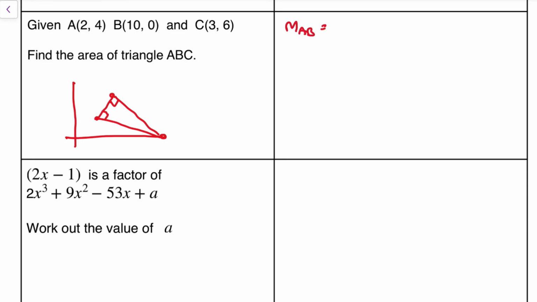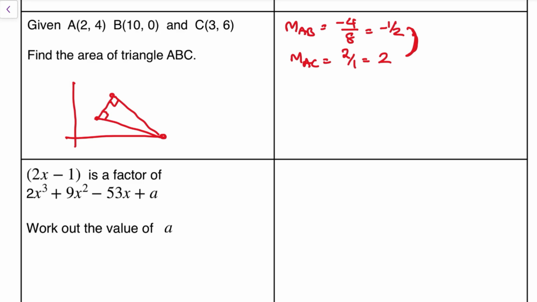If I work out the gradient from A to B, I'll go down 4 from A to B, and I go across 8. So that gives me minus a half. I'm going to work out the gradient of A to C. So A to C, I go across 1 and I go up 2. So it's 2 over 1, which is 2. These are negative reciprocals. I don't need to go any further, do I?